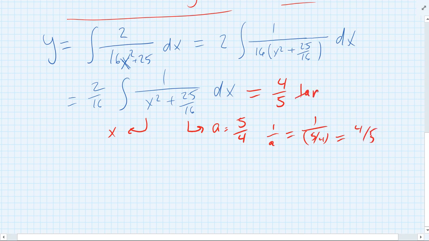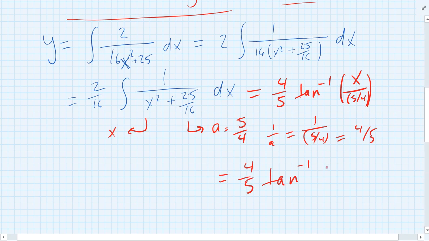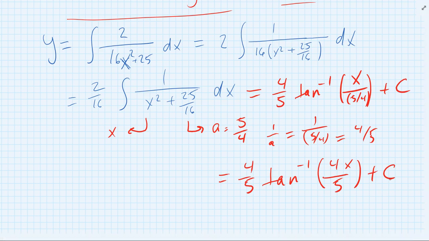Tangent inverse, it's x on top, what's on the bottom is the a, so I'm dividing by the 5/4 again. Am I going to have to flip it? So what does this ultimately equal? It equals 4/5 tangent inverse of 4x over 5 plus, I got my plus c. Right?